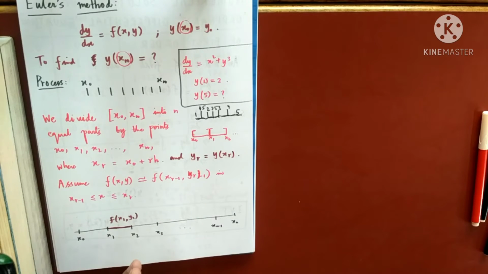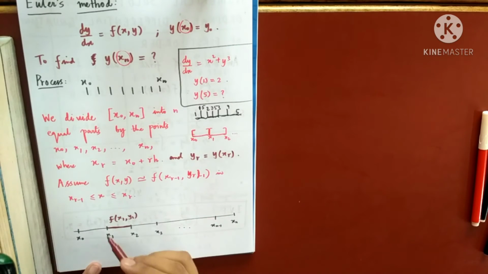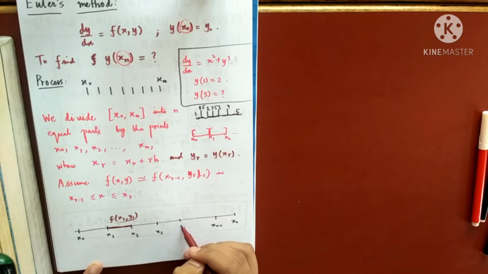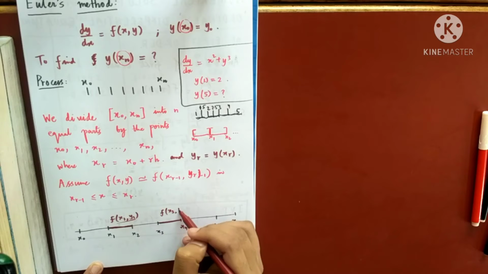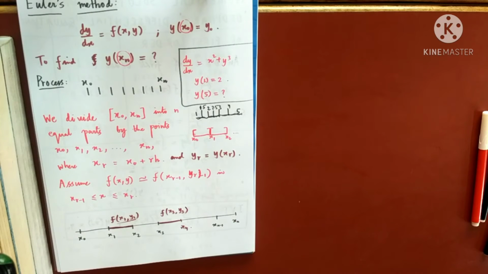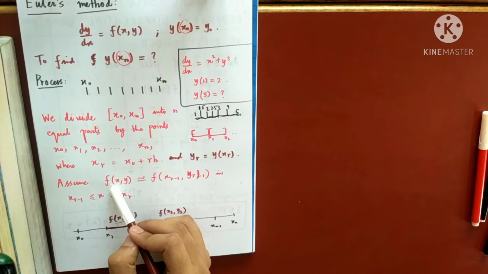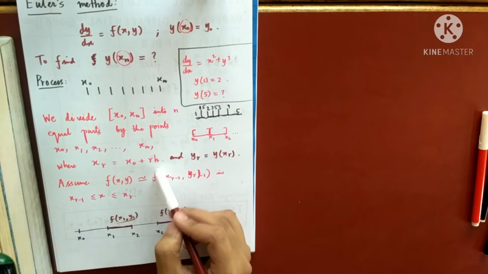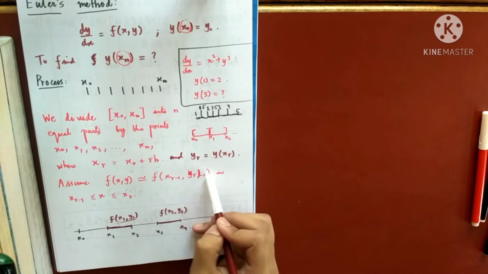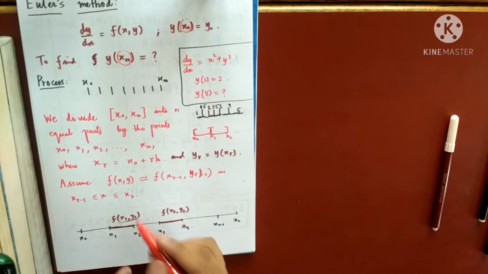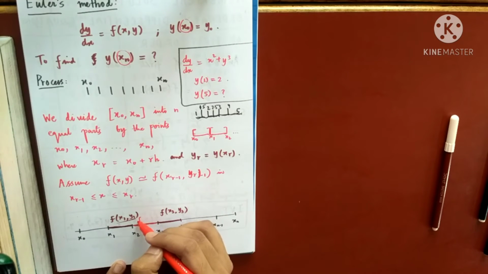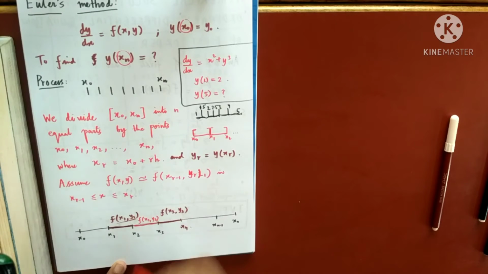So what is Euler doing? He is assuming that suppose in this subinterval the value of the function is this. Suppose in this subinterval x3 to x4 the value of the function is f of x3 comma y3, and so on. He is assuming that the value of f of x comma y is very close to f of xr minus 1, yr minus 1 in this subinterval. So in this subinterval the value of the function is f of x2 comma y2. Any confusion?